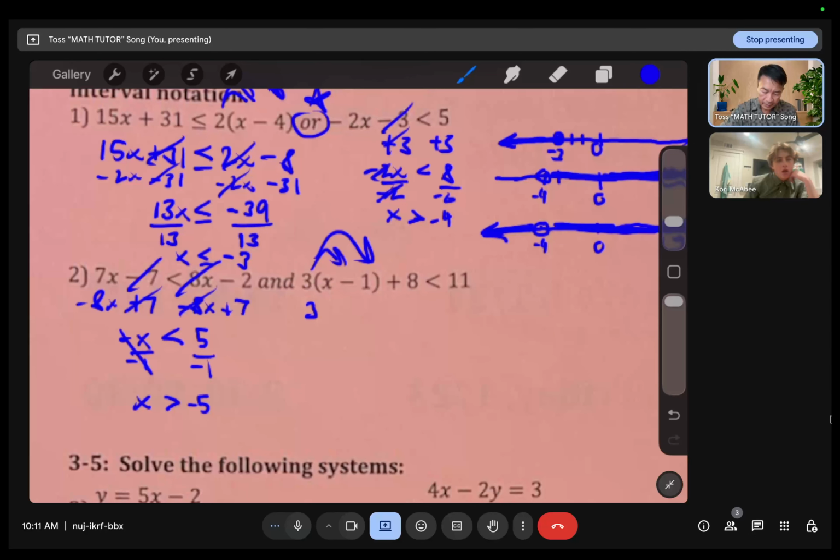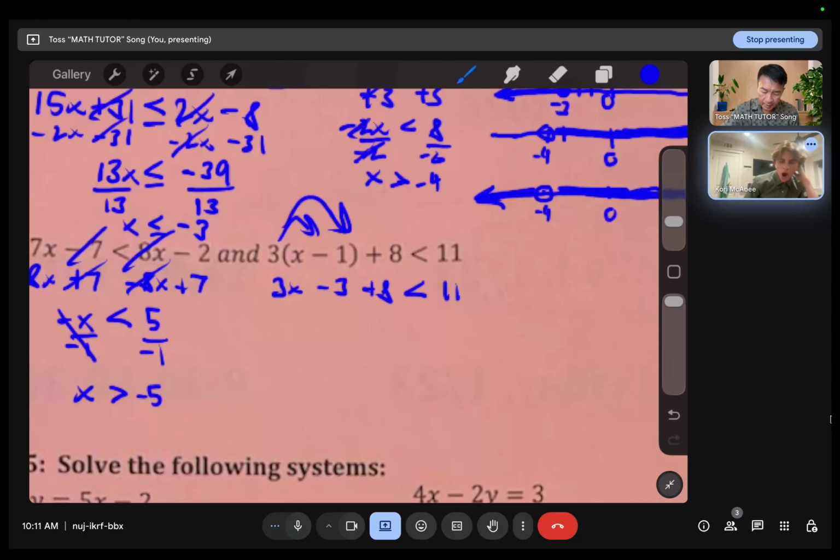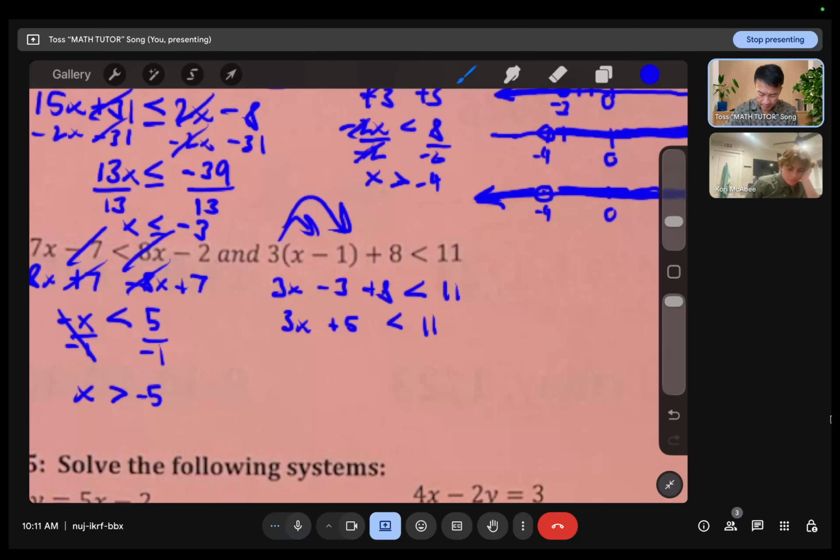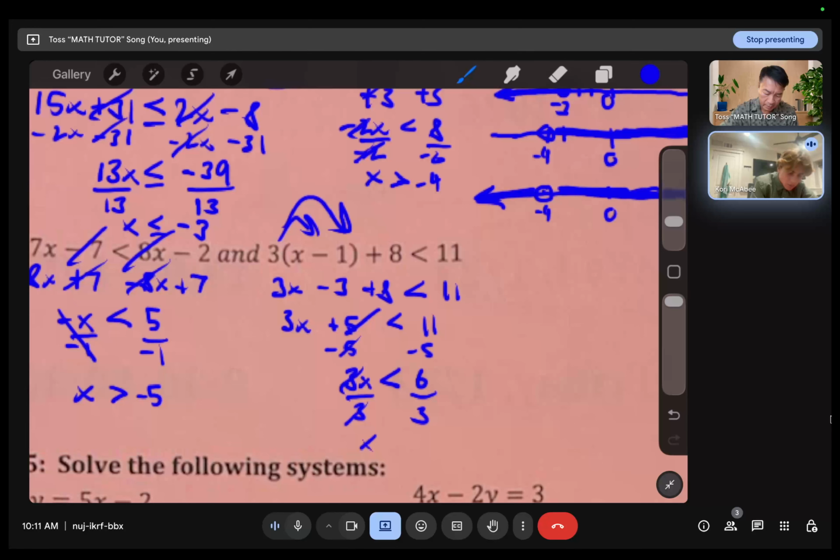So 3x minus 3 plus 8 less than 11. Okay, be patient. Just combine like terms because you can right here. Plus 5 less than 11. Subtract both sides by 5. So you're left with 3x less than 6. Then divide both sides by 3. So x is less than 2.